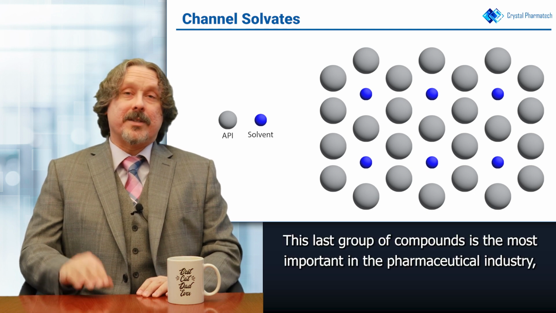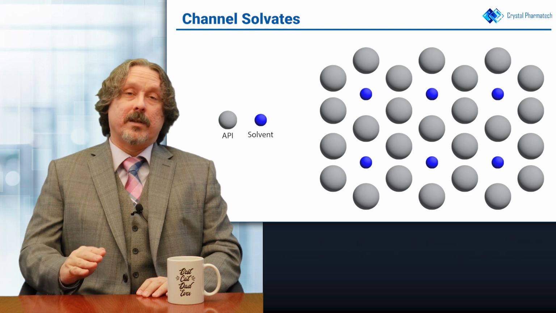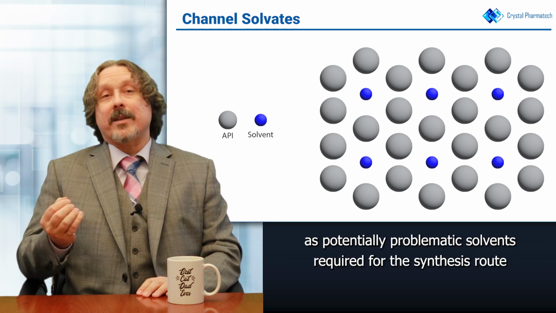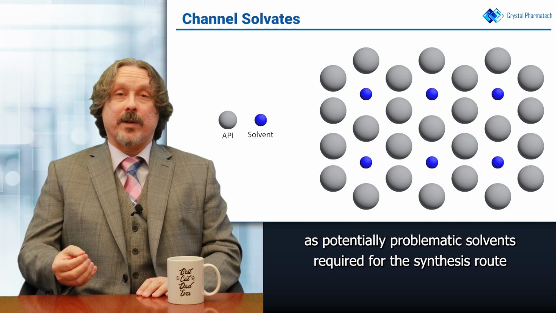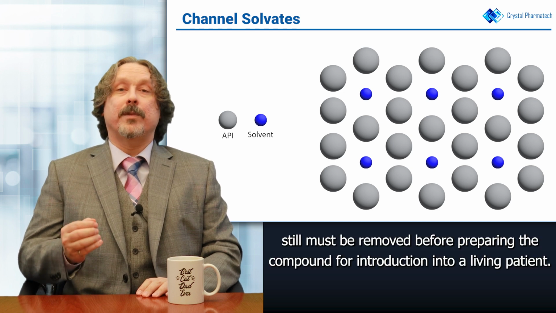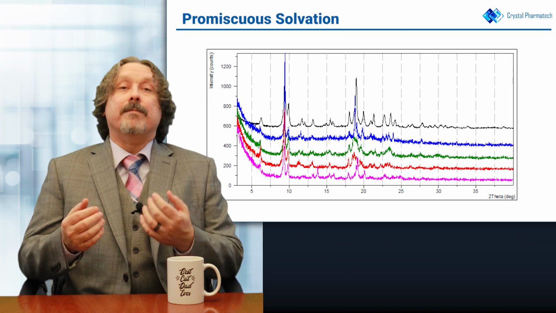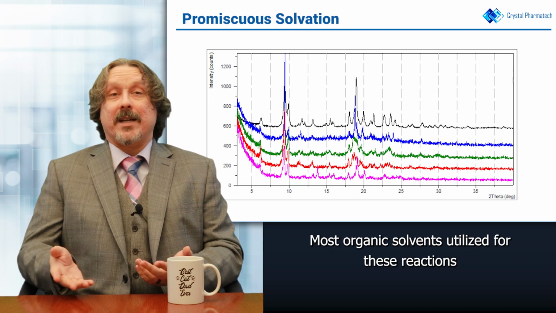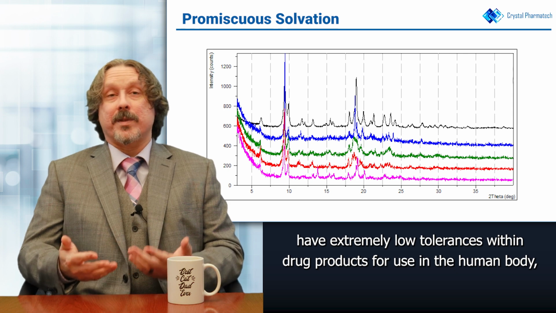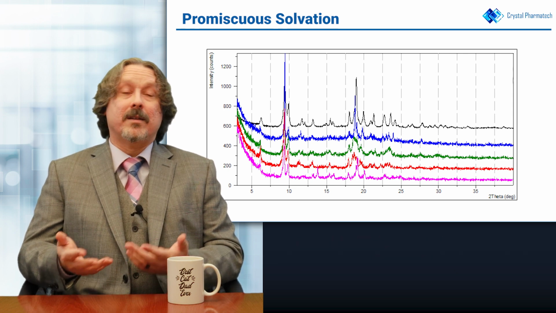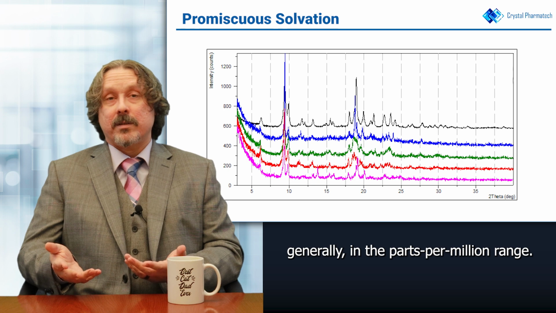This last group of compounds is the most important in the pharmaceutical industry, as potentially problematic solvents required for the synthesis route still must be removed before preparing a compound for introduction into a living patient. Most organic solvents utilized for these reactions have extremely low tolerances within drug products for use in the human body, generally in the parts per million range.